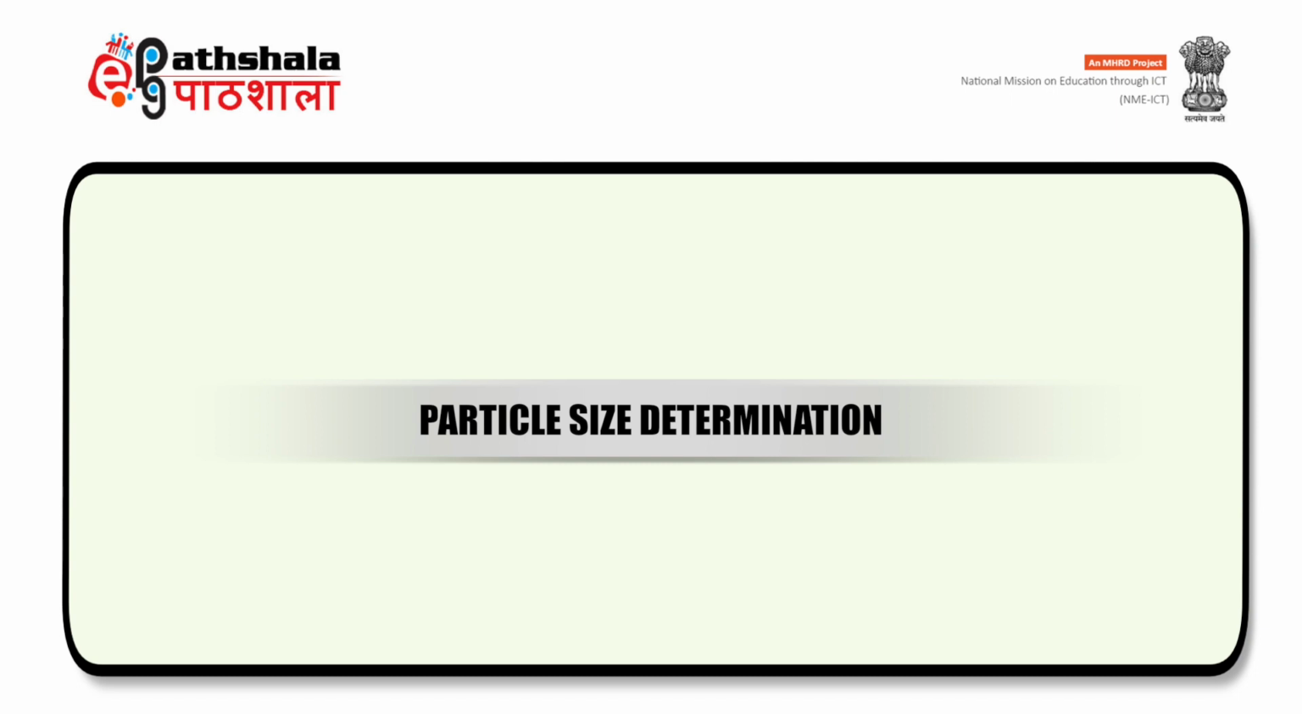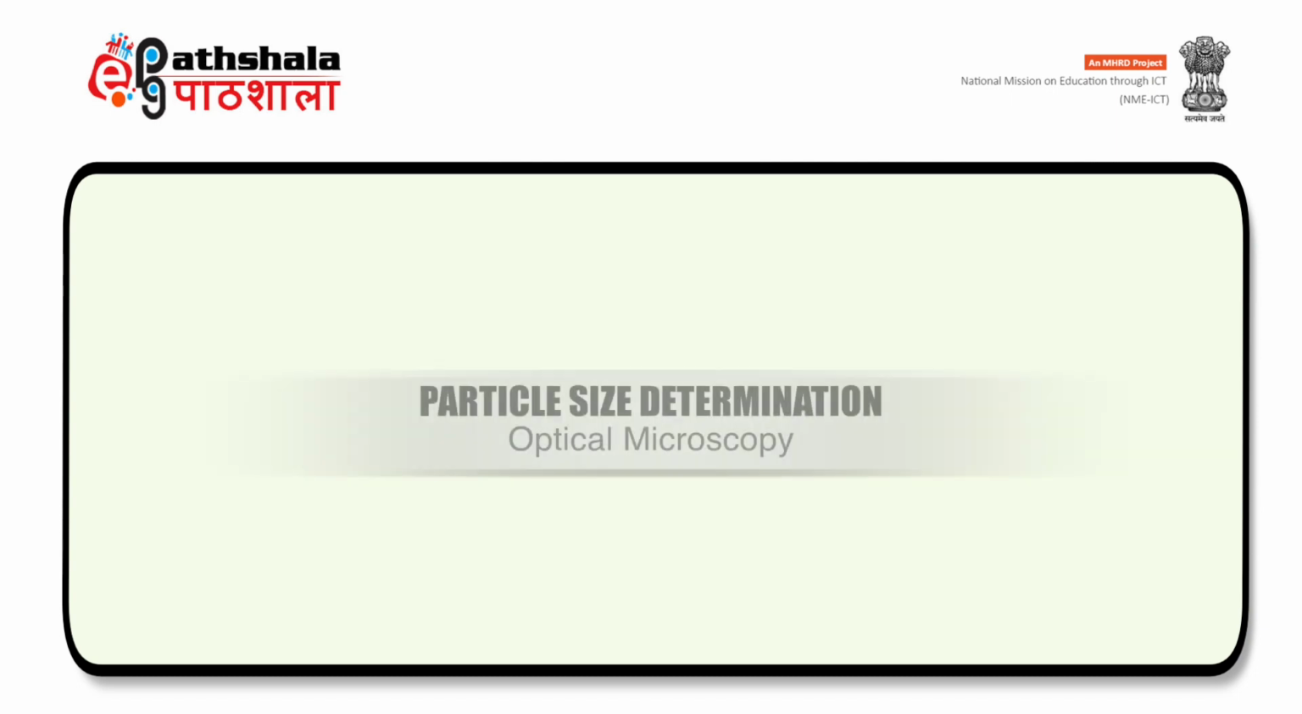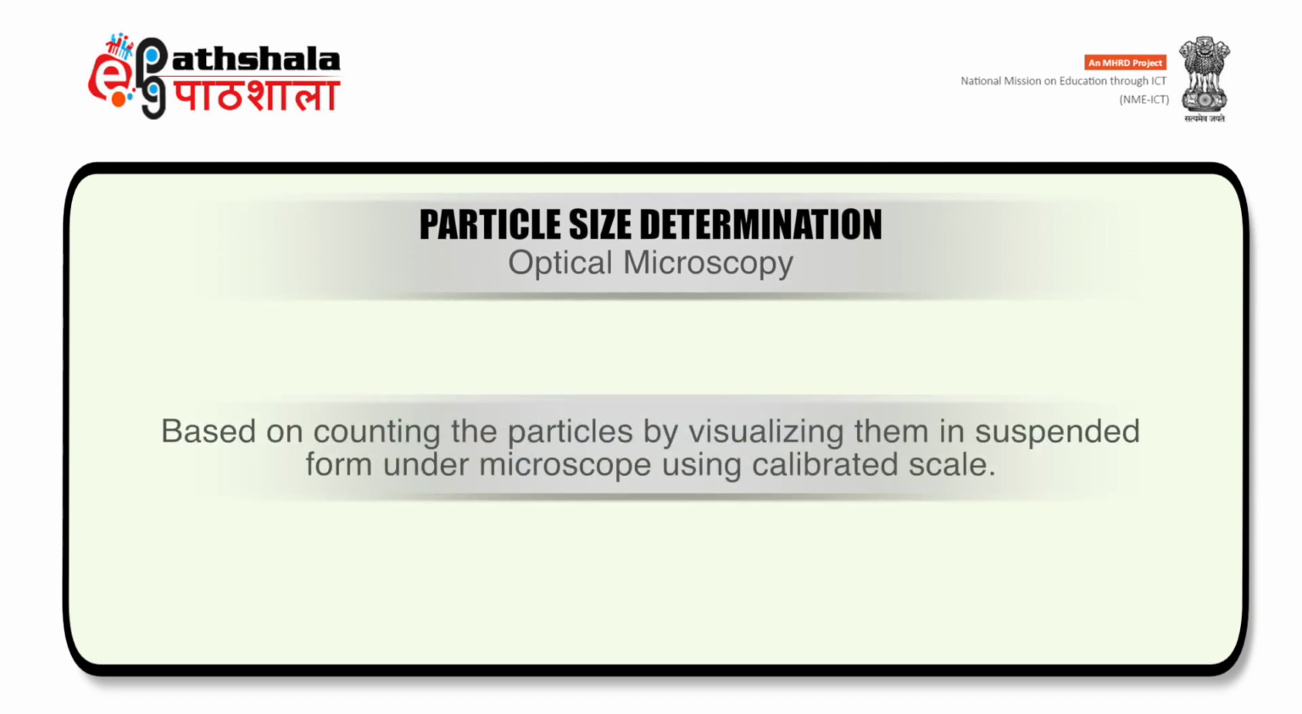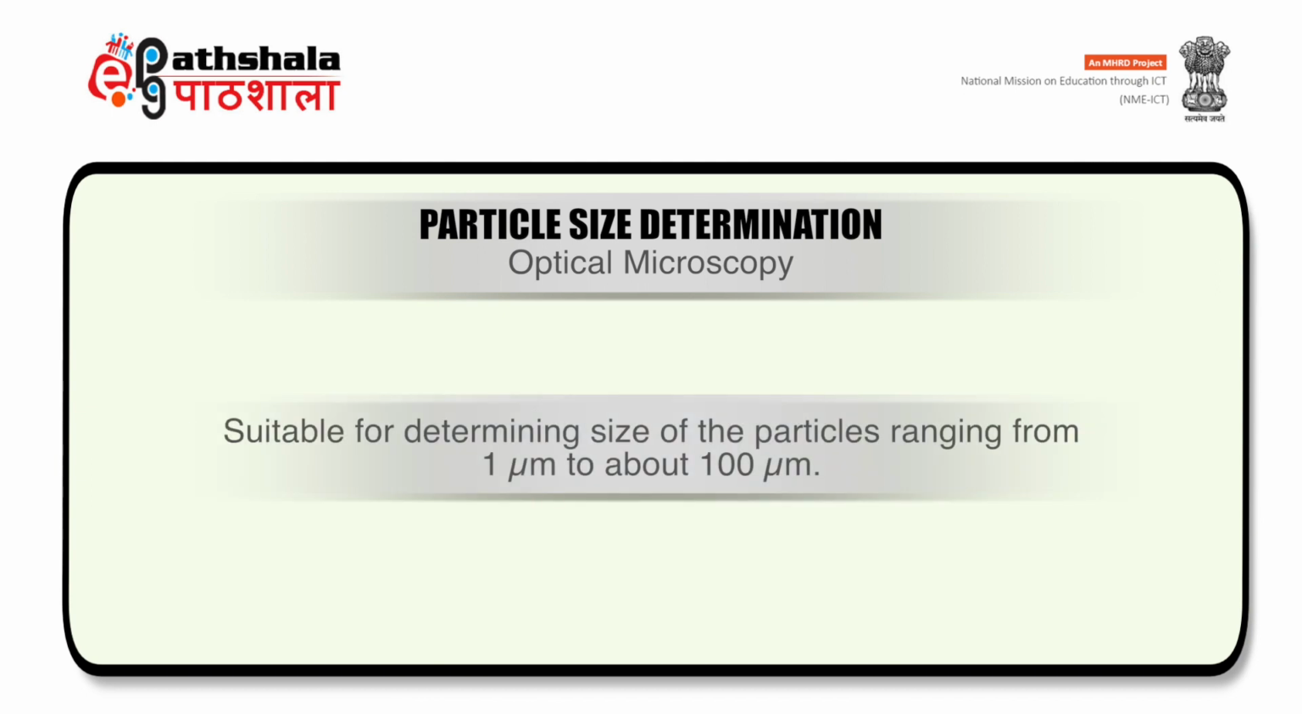Particle size and size distribution are determined by several methods available, first of which is optical microscopy. This method is based on counting the particles by visualizing them in suspended form under a microscope using a calibrated scale. This method is suitable for determining size of the particles ranging from 1 to about 100 microns.